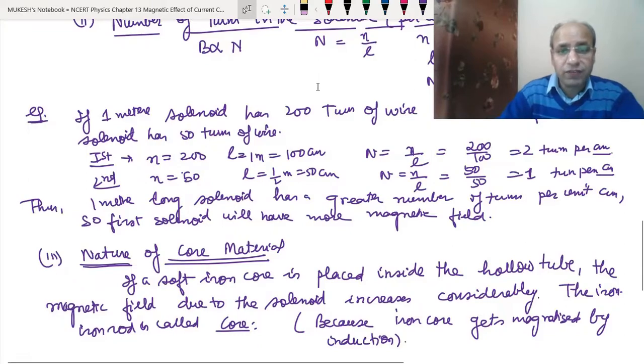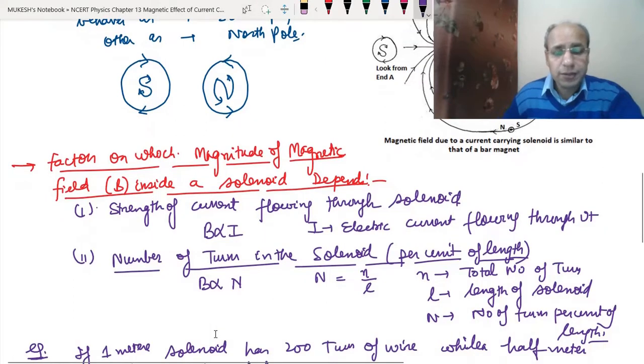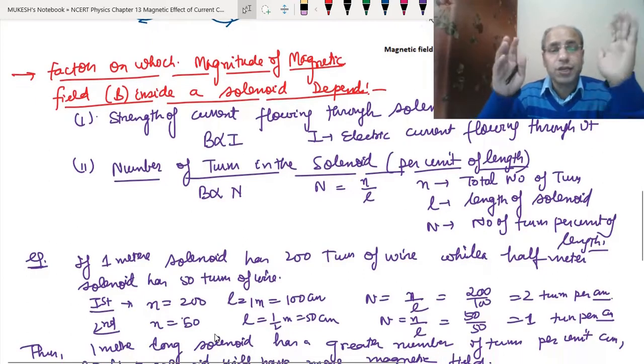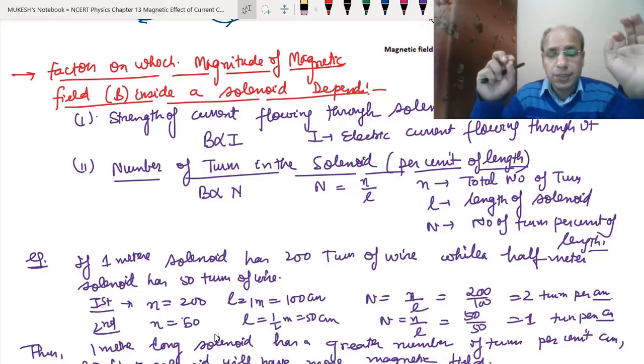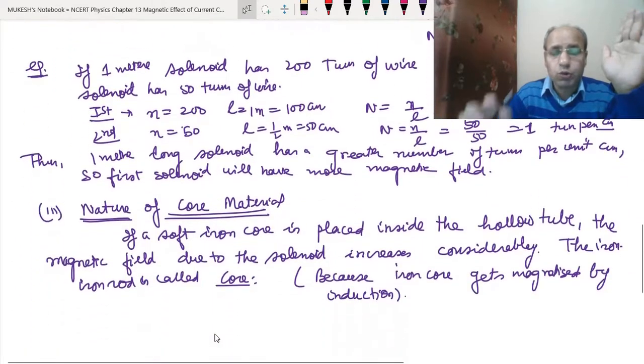Now let's repeat the different factors on which the strength of the magnetic field depends. First is the strength of the current. If we increase the current, then the field will increase. If we decrease the current, then the field will decrease. Second is the number of turns in the solenoid. Here we are not taking the total number of turns, we are taking the number of turns per unit length. If the total number of turns and the length are given, then we will divide them, then we will come to 1 unit. But remember, the unit should be the same, either centimeter or inch or meter. So if there are more turns per unit length, the field strength will become much more. And the third factor is the nature of the core material.